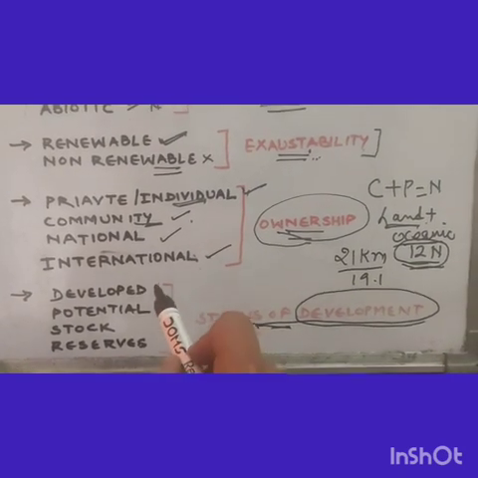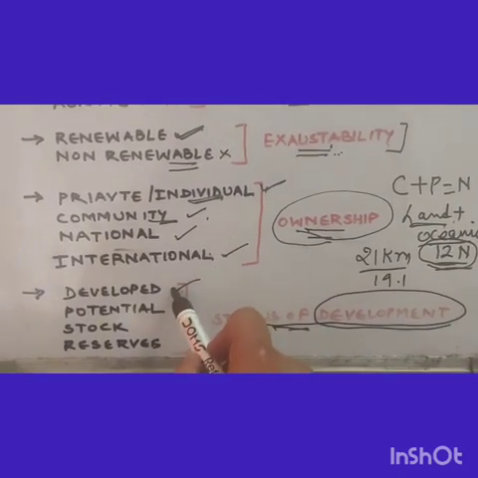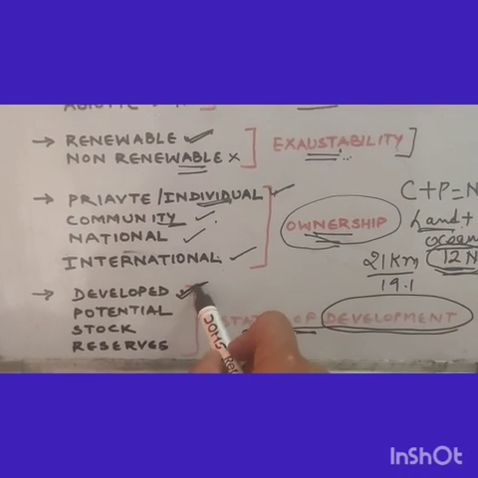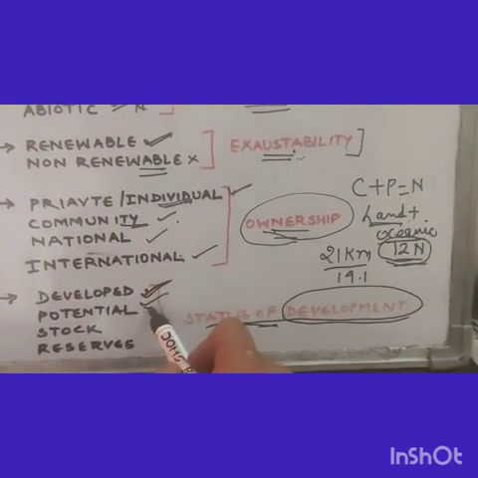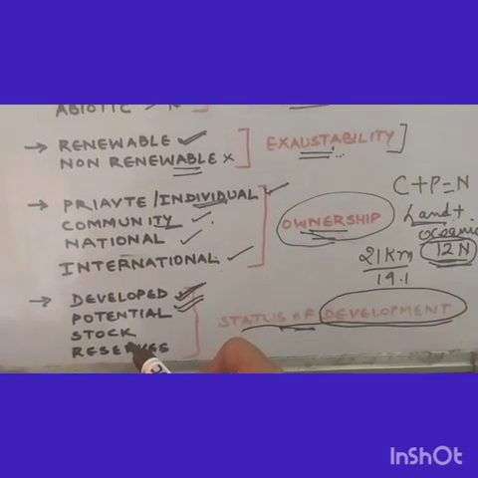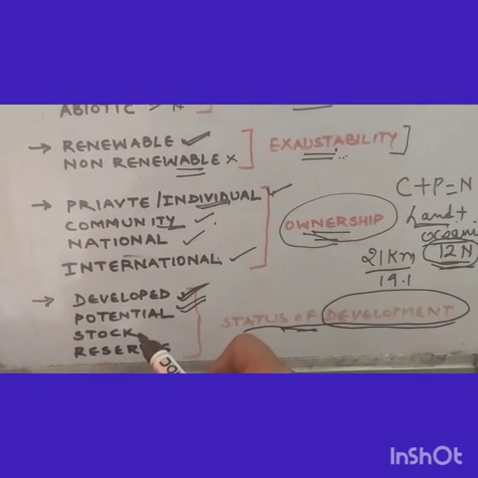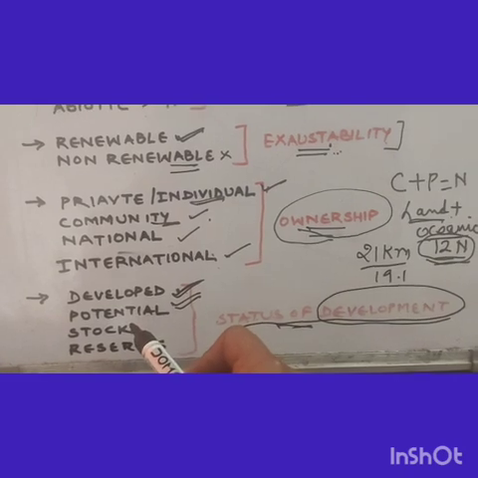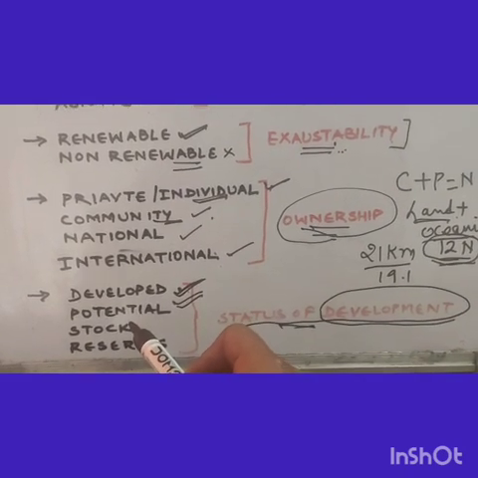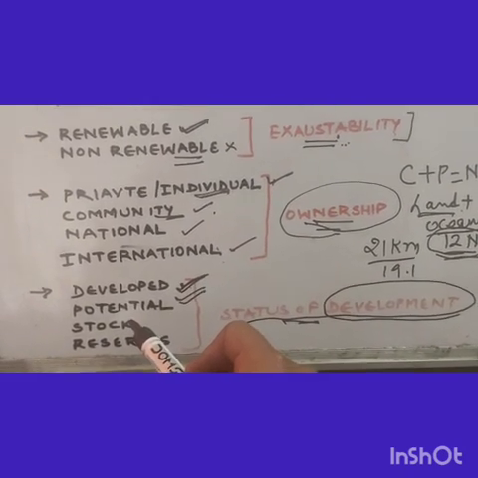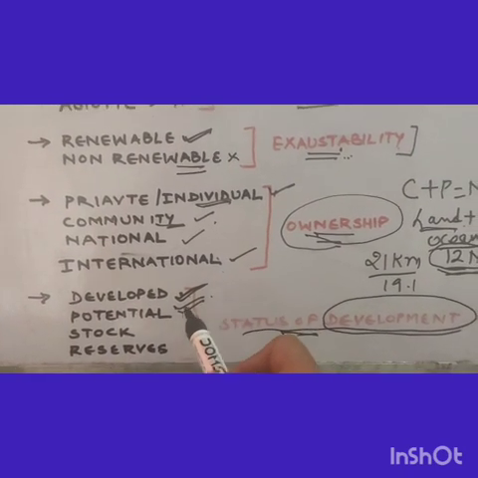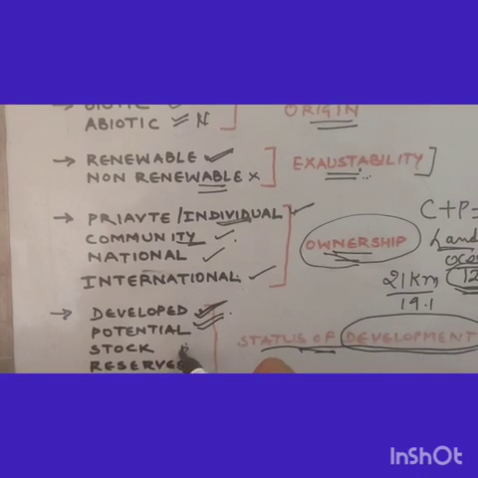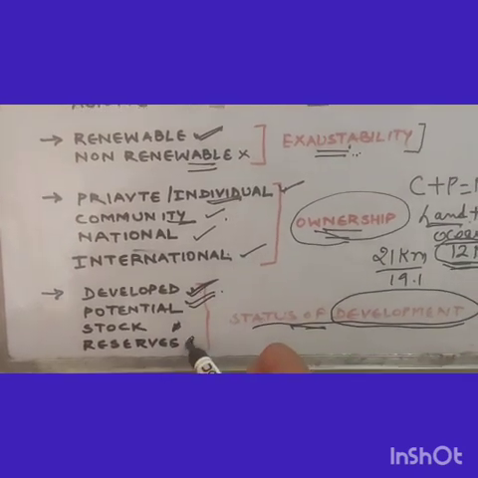The first one is the resources which are developed, like they are surveyed and under use. Okay. Potential resources have the potential to fulfill human requirements, like wind resources, sunlight, and water. Okay. Now this is the important one: stock and reserve.